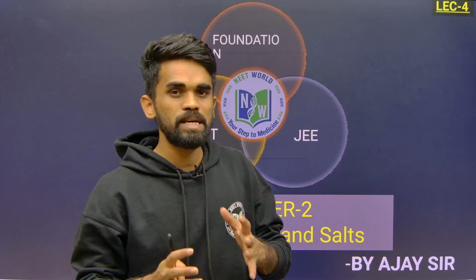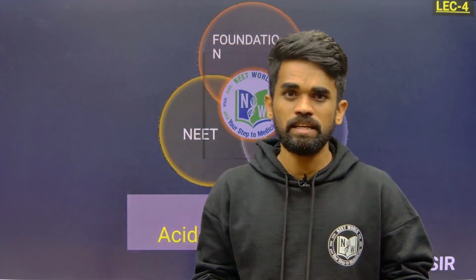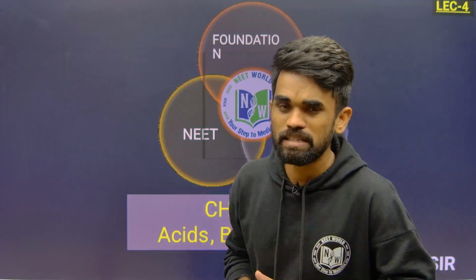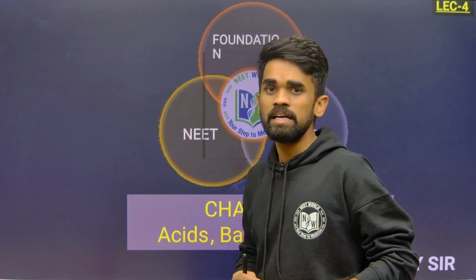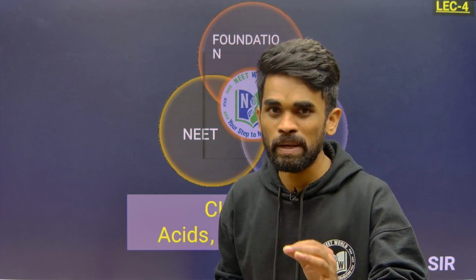In this session, we will be discussing chapter number 2, acids, bases and salts, and this is lecture number 4. In the previous lectures, we have covered up to acid-base theories. What are the acid-base theories we have? Arrhenius acid-base theory, Lewis acid-base theory, and Bronsted acid-base theory. These are the three main acid-base theories we need to focus on in our classes. We did that, and we have also seen some applications.